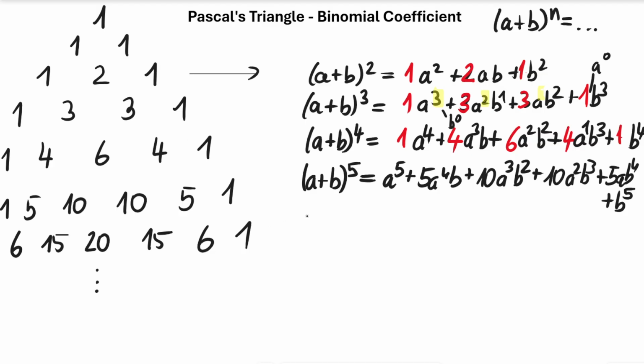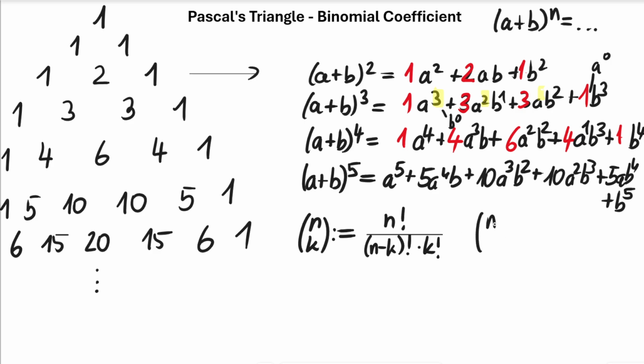Then we look at the definition of the binomial coefficient. I quickly recall this is n factorial divided by n minus k factorial times k factorial. And what are properties of this? First of all, one can prove that n choose k is n choose n minus k. Then one can prove that n choose 0 is 1.